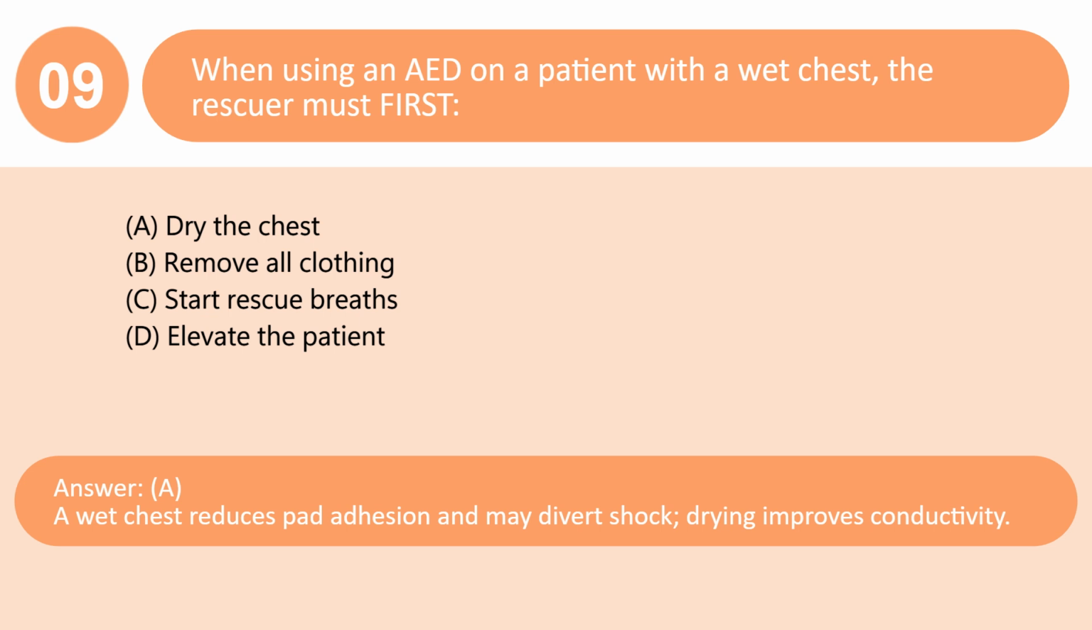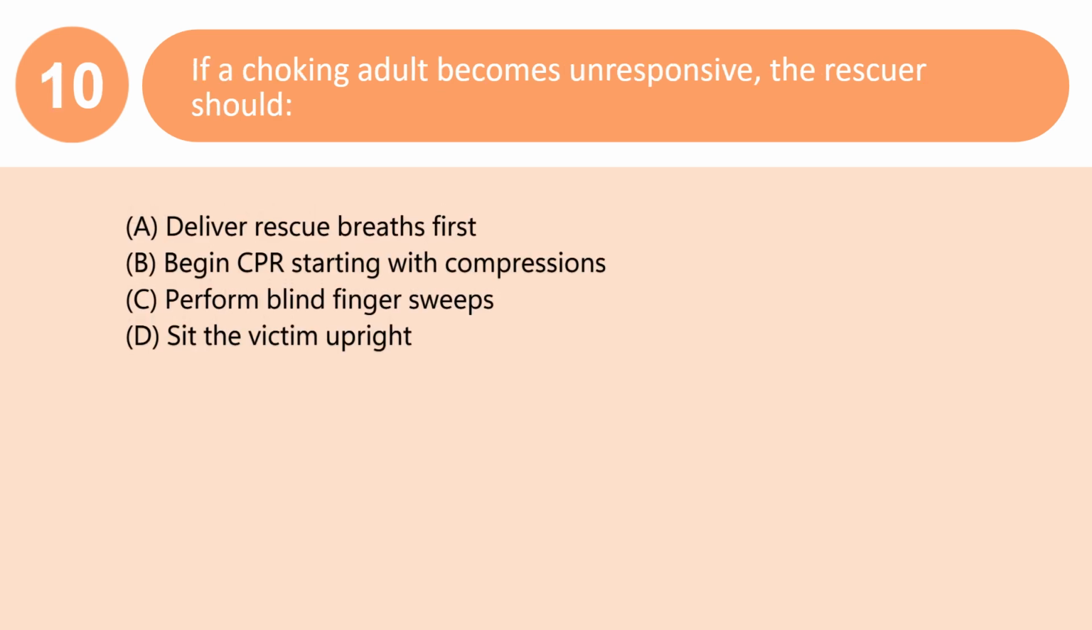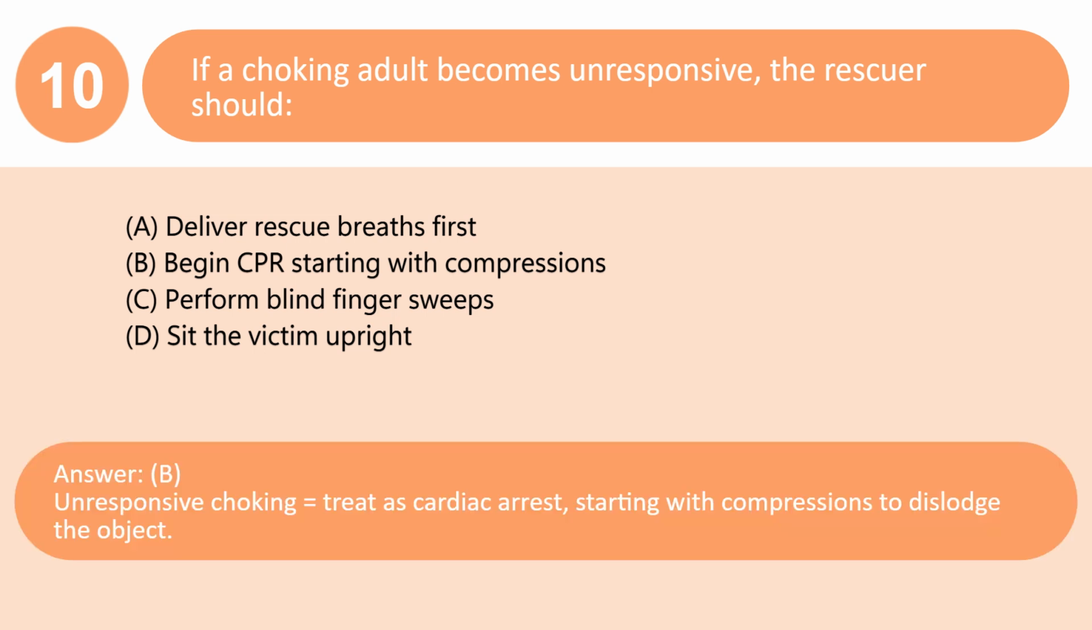Drying improves conductivity. If a choking adult becomes unresponsive, the rescuer should: A. Deliver rescue breaths first. B. Begin CPR starting with compressions. C. Perform blind finger sweeps. D. Sit the victim upright. Answer: B. Unresponsive choking equals treat as cardiac arrest, starting with compressions to dislodge the object.